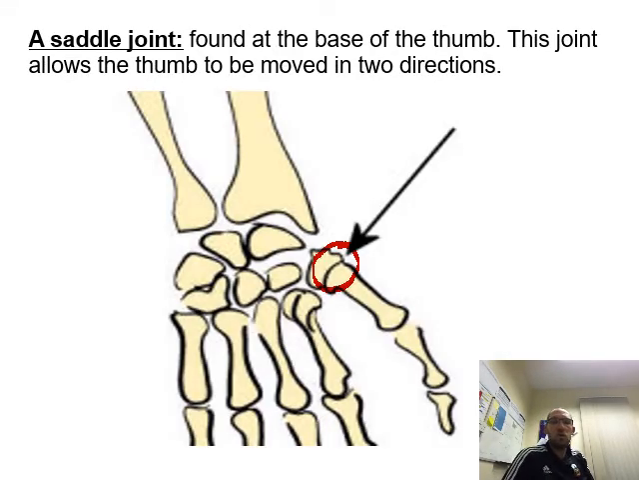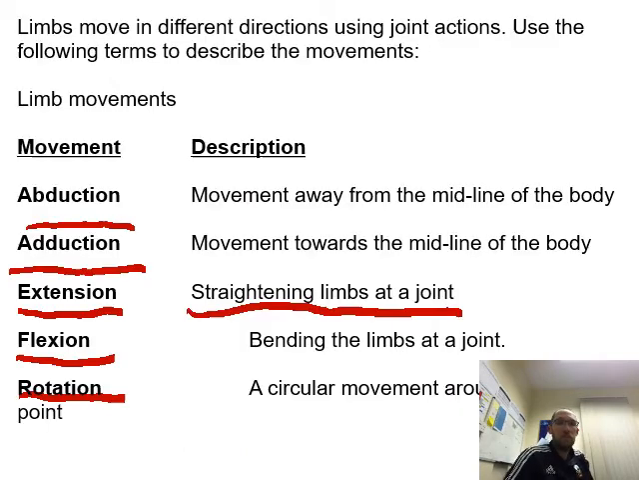Next one is the saddle joint. Now the saddle joint is in your thumb, and this allows your thumb to move in two directions. That's all the movement. So if you think about the hinge joint, up and down, the saddle joint is the same, two directions. Really make sure you remember saddle in the thumb. Not vitally important to your exams, but it's good to know when we come to movement analysis.